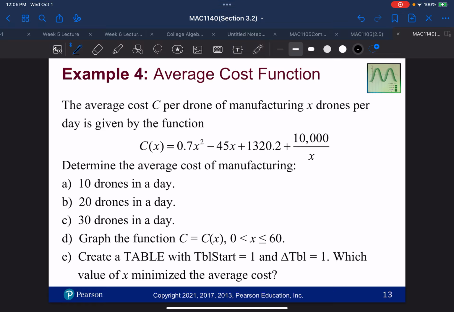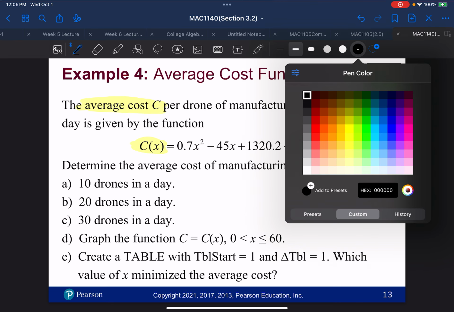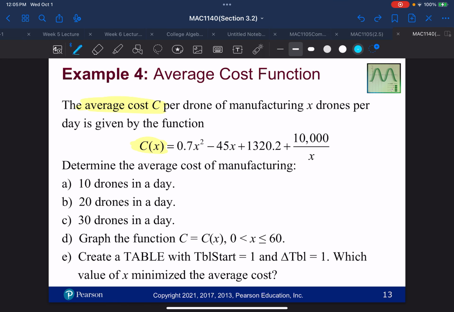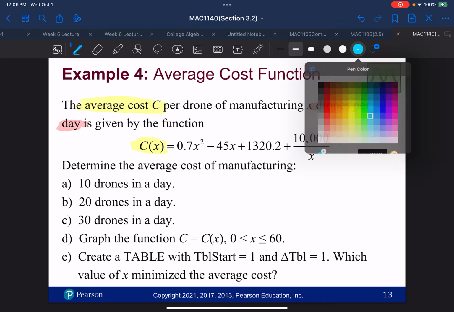Okay, so now let's just talk about an application problem. This one says the average cost, and you'll see a lot of these in your homework, I'm sure. They like to use this equation. The average cost C, so they'll use C of x to represent a function that represents the average cost per drone of manufacturing x drones. Here they're telling me that x is equal to the number of drones per day, given by this crazy long function.